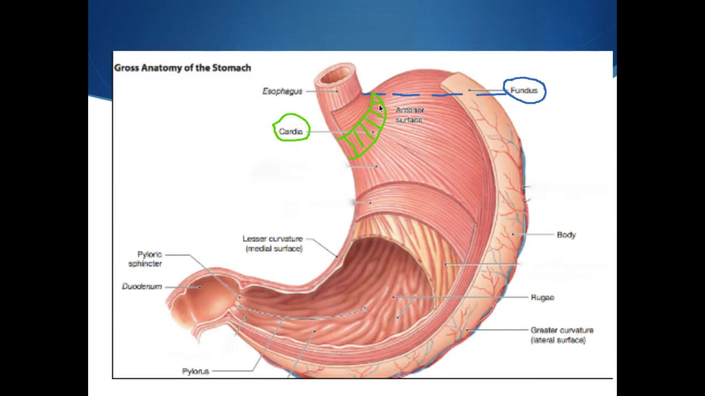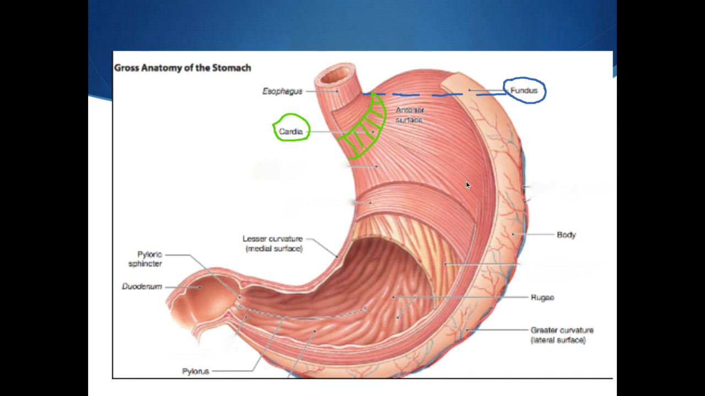So in this picture, I've drawn a couple of things here. In green, I've highlighted the cardia, which is just this small little region right as the esophagus is connected. And then if we drew an imaginary line coming from the top of the esophagus where it joins all the way across, and that's what I've done here in blue, we see this bump that's formed on top of the stomach, and that is called the fundus.